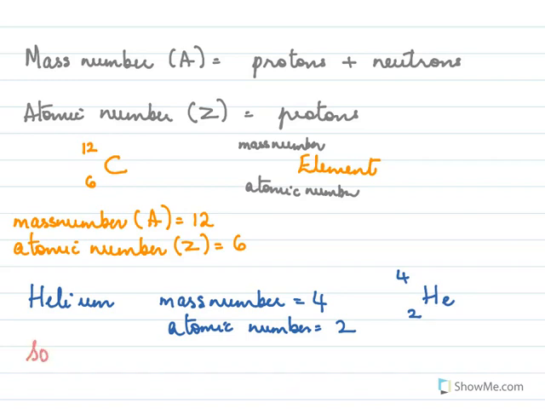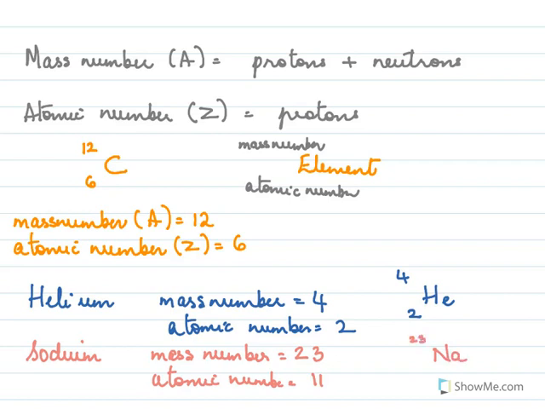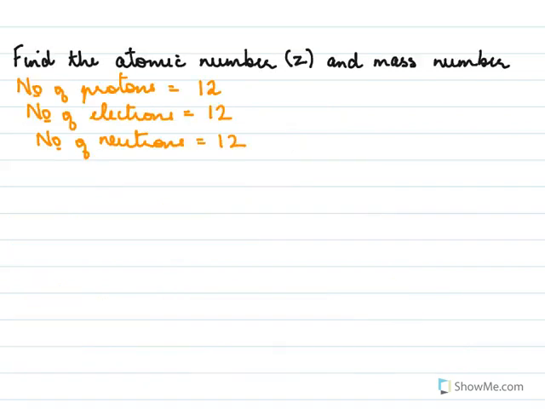Let's take another example, sodium. Sodium has mass number as 23 and atomic number as 11. So we write sodium 23 up, 11 down. So the number on the top gives us the mass number, which is protons plus neutrons, and the number at the bottom gives us protons, the atomic number.